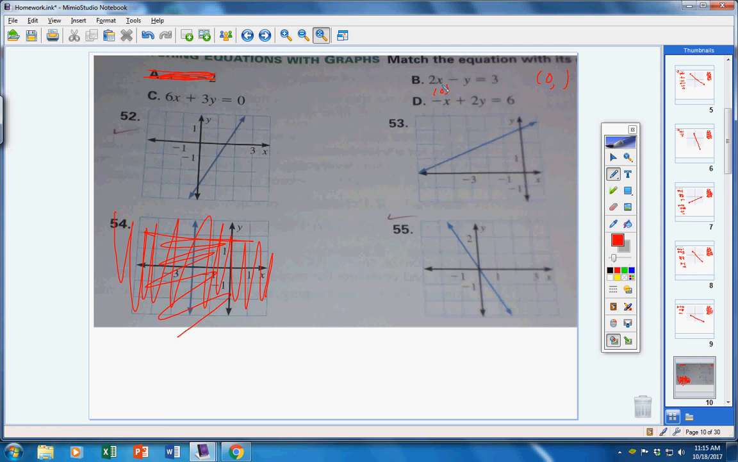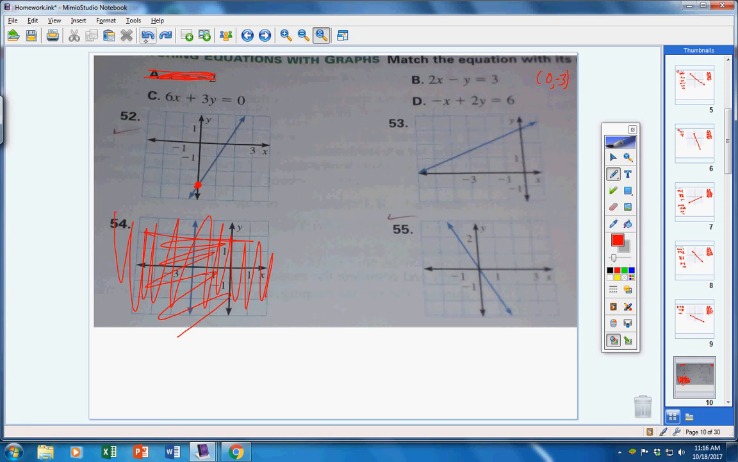So, if I put a 0 in for x, what do I get out? Well, 2 times 0 is 0. 0 minus y is negative y. So I'm left with negative y equals 3. Now, if negative y equals 3, then positive y equals negative 3. Okay? So, when I put 0 in, I got out negative 3. Now, look for a graph that has 0, negative 3. This graph does not have 0, negative 3. This graph does not have 0, negative 3. But look at this graph right here. 0, negative 3. Boom. Right there. It falls right on the blue line.